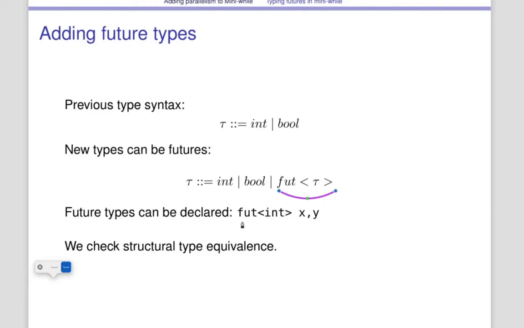So now you can declare future types. So in the variable declaration, you can, for example, have future of int x, y, which means x and y are two variables that will contain future of integers. And we'll check structural type equivalence, which is a big name for just saying that we'll check that the structure of the types is the same. So to match a future of integer, you need a future of integer.